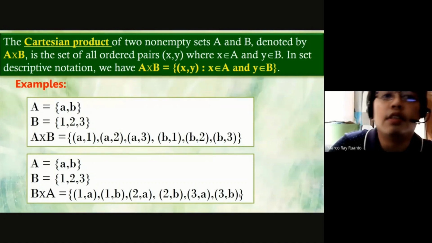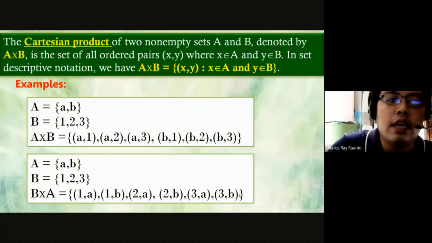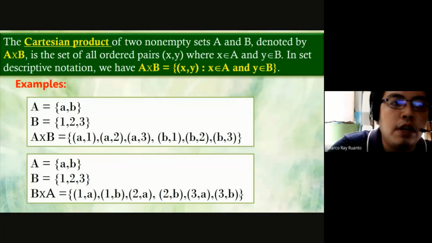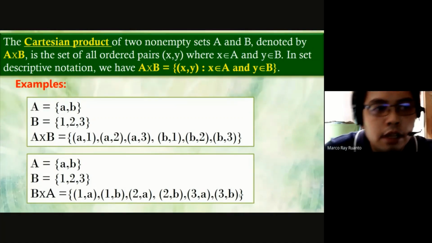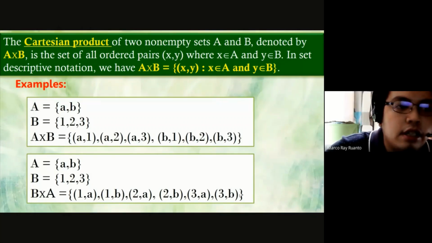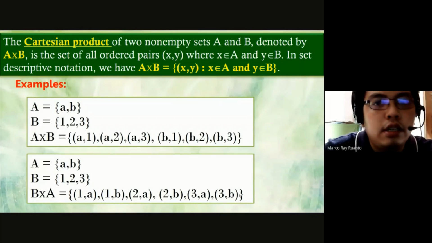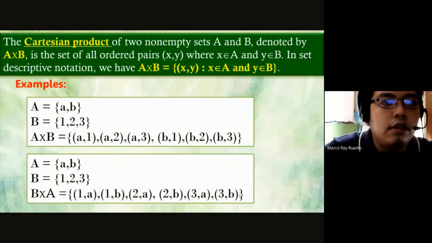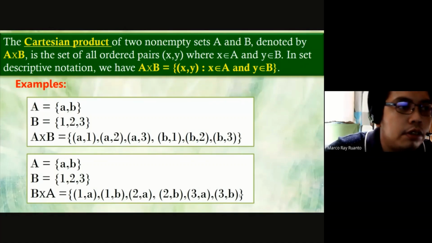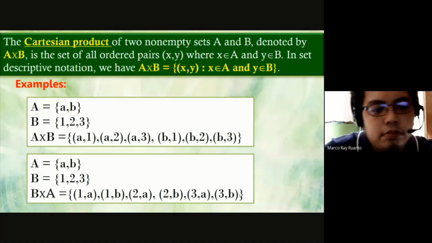So you cannot swap them. Let's say A times B, but what you wrote is (1,a), (2,a), (3,a). That is no longer allowed. We could consider that one as wrong.